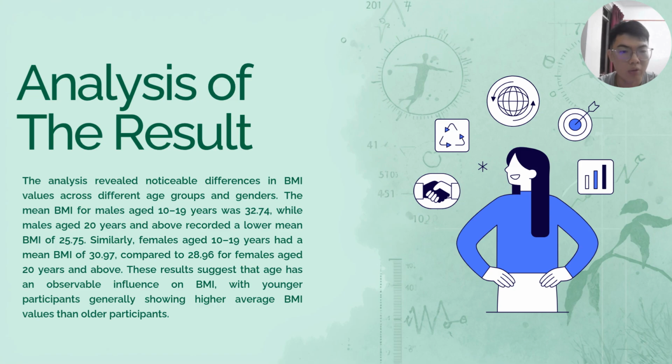25.75. For females, the mean BMI was 13.97 for the younger group and 28.96 for the older group. Based on this finding, younger participants generally recorded higher BMI values compared to older participants. This suggests that age may have an observable influence on BMI within the dataset used in this study.